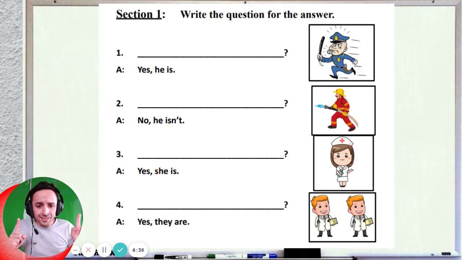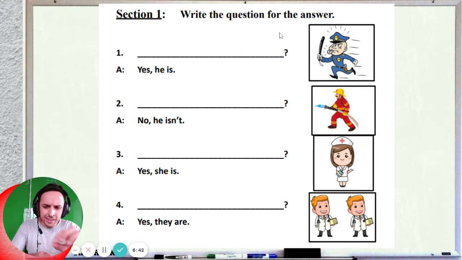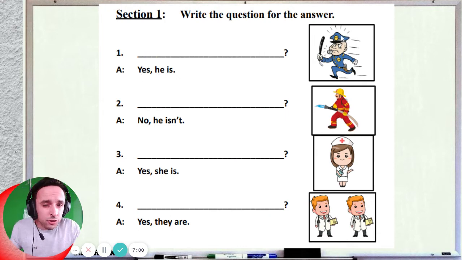Okay, so first let's look at section one. Section one, it says write the question for the answer. So you need to write the question. Here we have the question. What is the question? Let's look at the picture. Now the answer is yes, he is. So what would the question be?